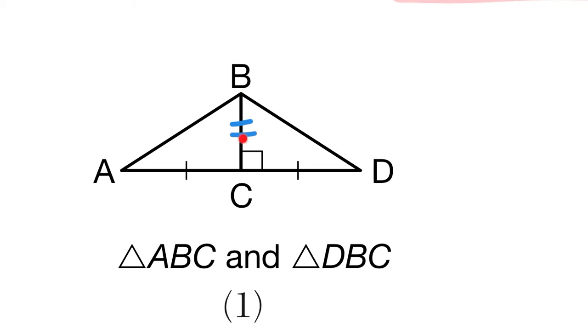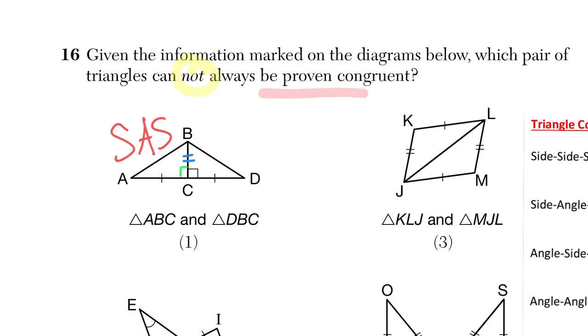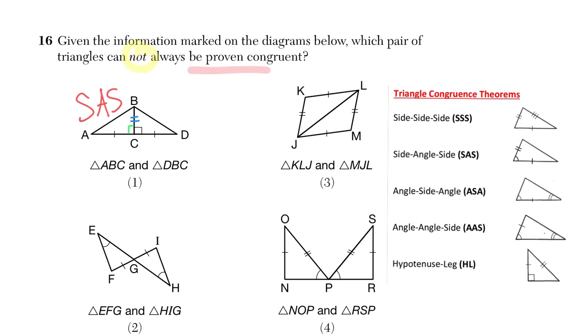I also know that if BCD is 90 degrees, then BCA has also got to be 90 degrees because they're a linear pair, meaning that they add up to 180. If this is 90, this is 90. And what do we have? We've got side, angle, side, side, angle, side. And I know that side, angle, side is a way to prove 2 triangles congruent. So what we can do is eliminate option 1 as a possibility.